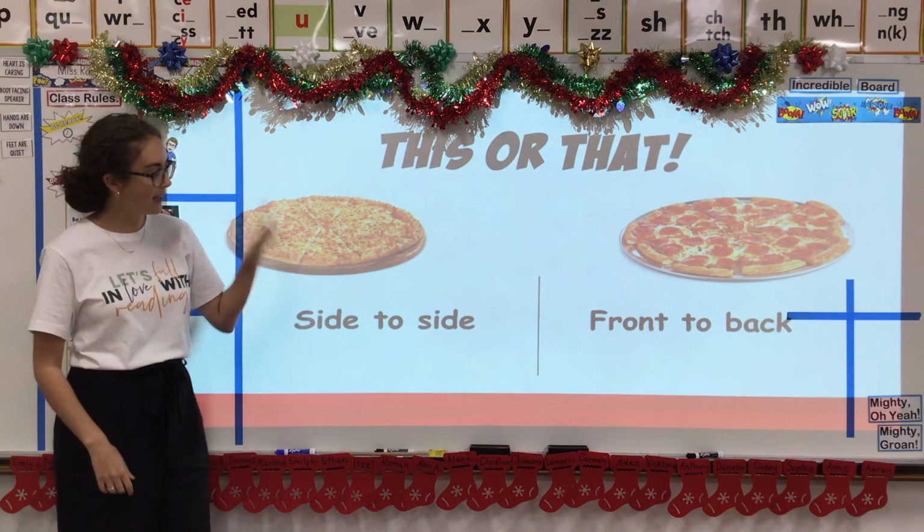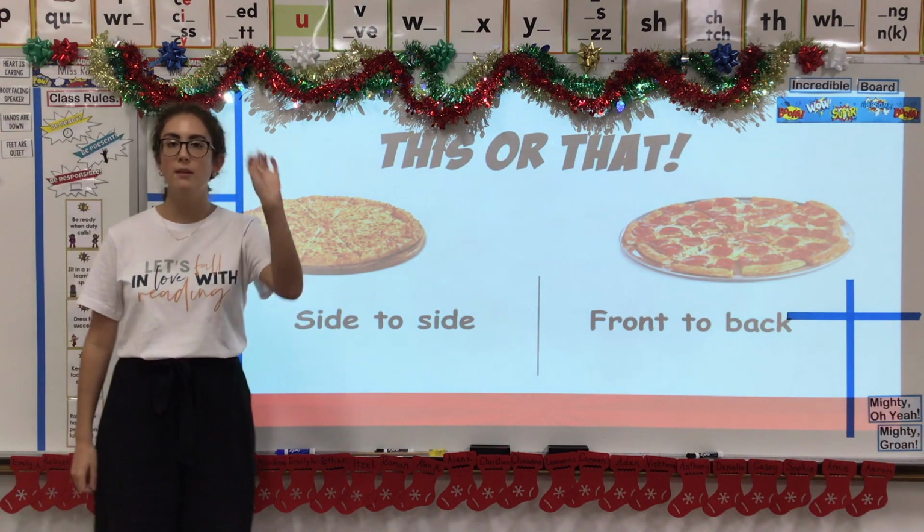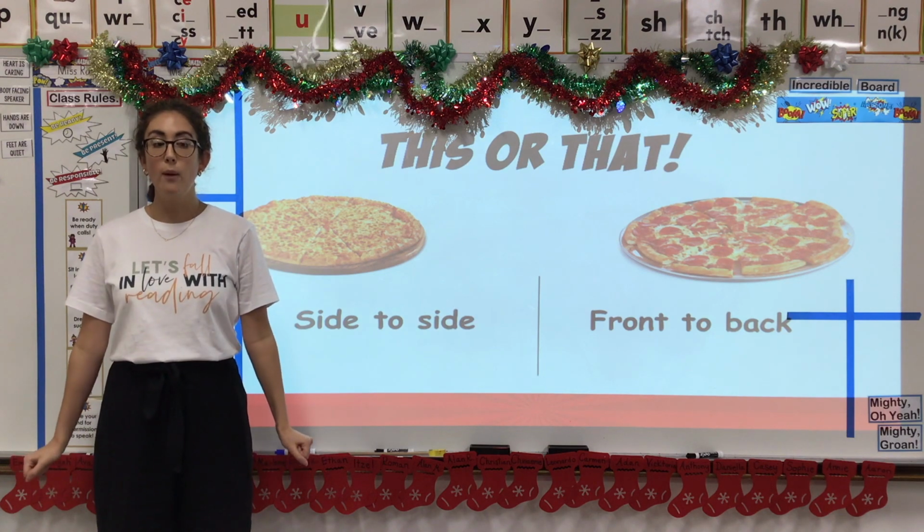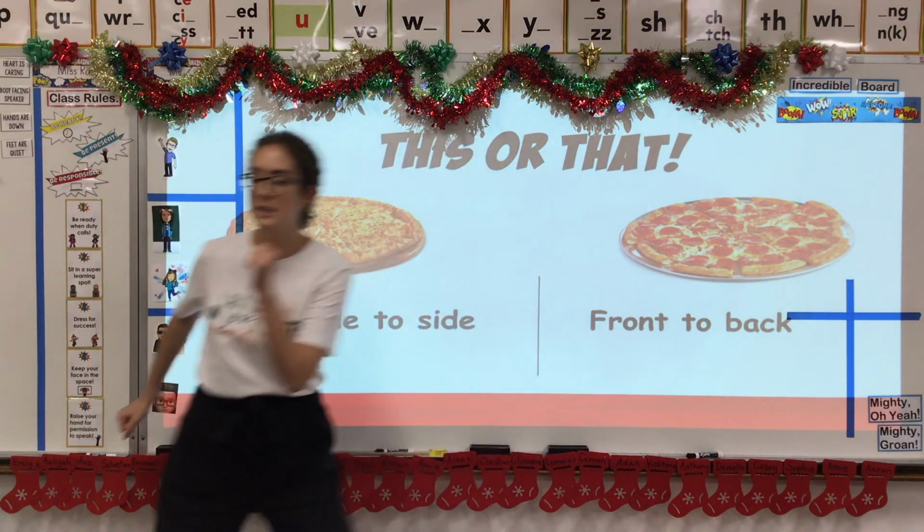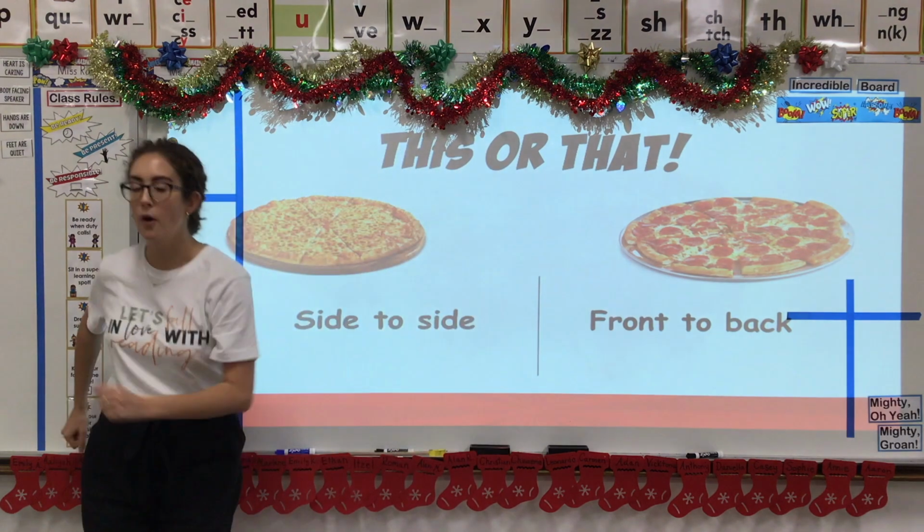I'm going with classic. I'm doing cheese, so I'm going to move side to side for 5. Here we go. 1, 2, 3, 4, 5.